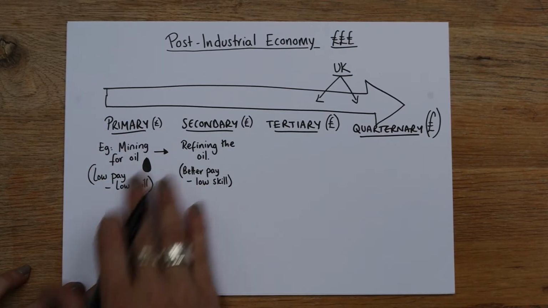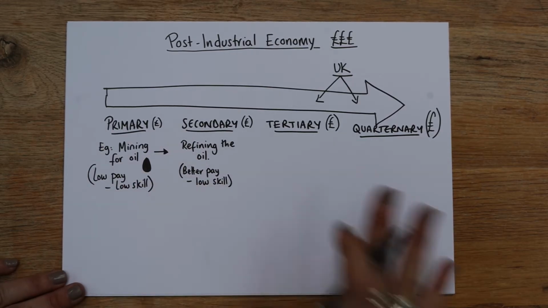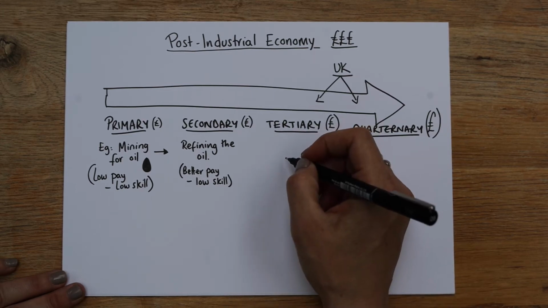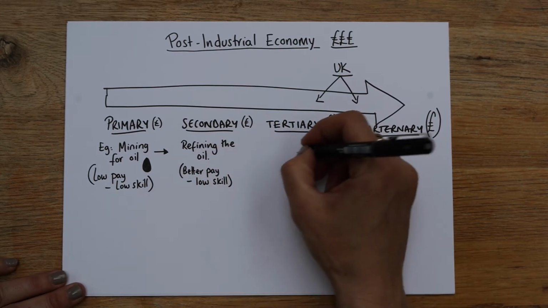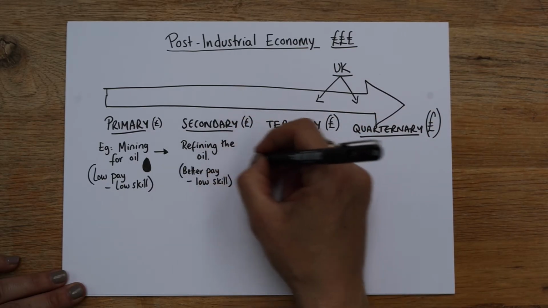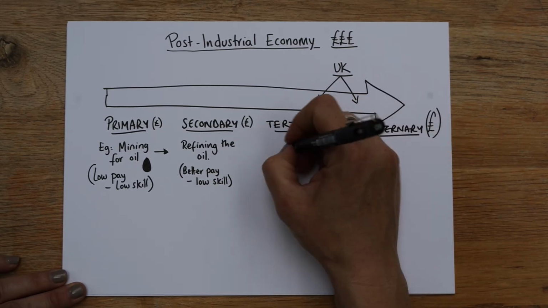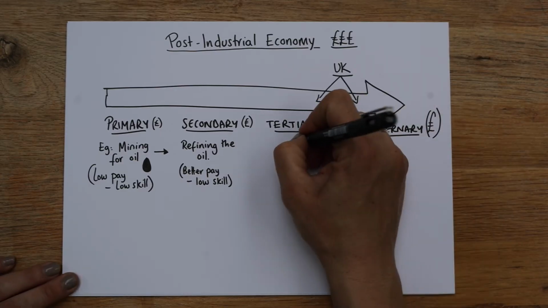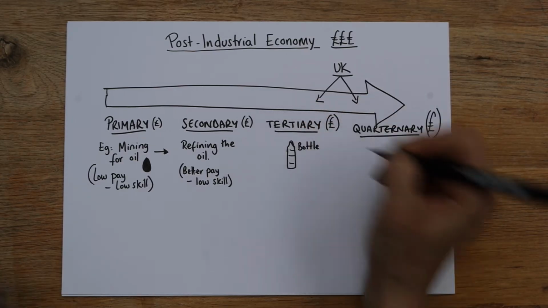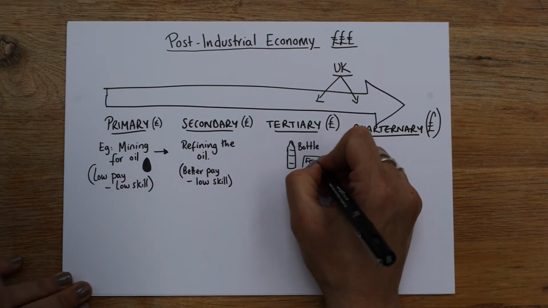So mining for oil is a bit like farming. Refining the oil is a little bit better paid, but it's still quite low in terms of skills. But then another thing you can do with oil is turn it into goods. So let's say they've refined the oil and they've turned it into a plastic bottle. I'm drawing a drinking bottle here. Now let's say this bottle has been made from oil, and I'm just going to put a for sale sign.